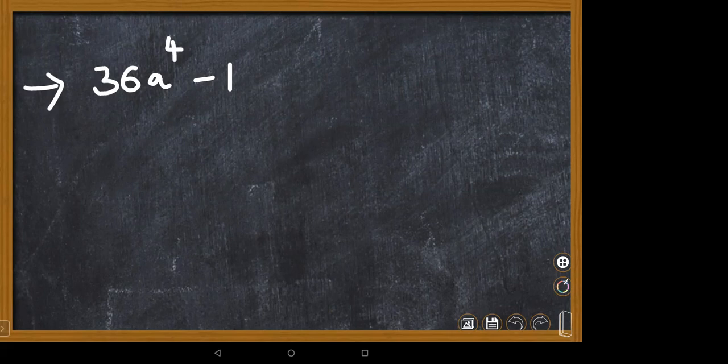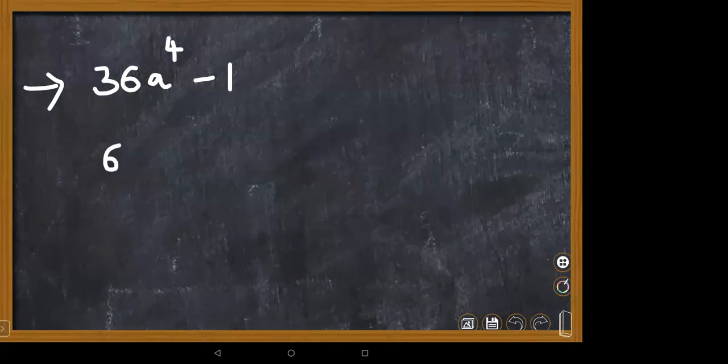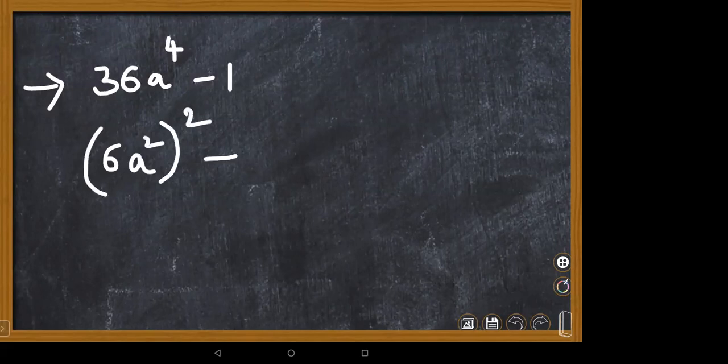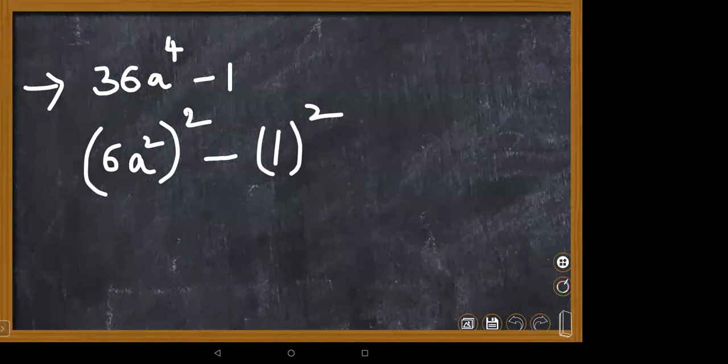36a to the power 4 minus 1. Come on, please think. How should I factorize in this case? 36a to the power 4, minus 1. 6 sixes are 36. So 6a square whole square. Very good, Satvik. 1 can be written as 1 square. Yes, ma'am. 1 square is 1 only. Which identity can I use over here?